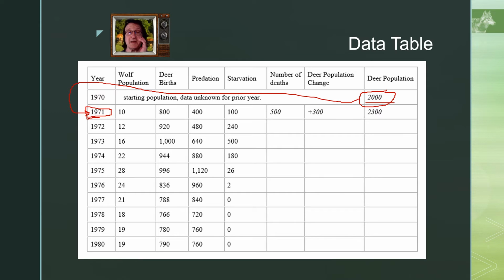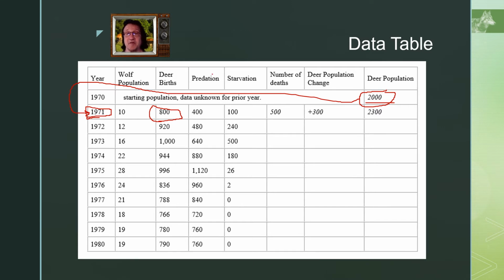So in 1971, let's make believe every month we went out and sampled for deer. And we discovered that over the year 1971, of the 2,000 deer that started out, 800 were born in that population, which is about right for how deer breed. So there's 800 right there.